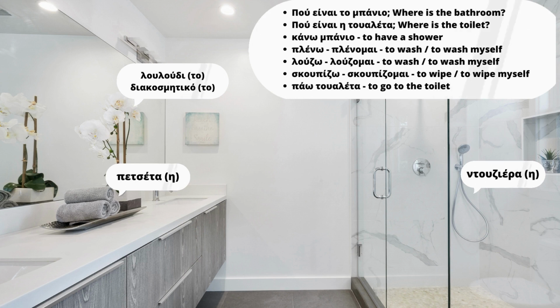And if we want to wipe our hands or bodies, we can use the word for a towel in Greek, which is the feminine gender word, i petseta. I petseta. Okay? The cabin we enter and take a shower is called i duziera. I duziera. It's a feminine word. I duziera.